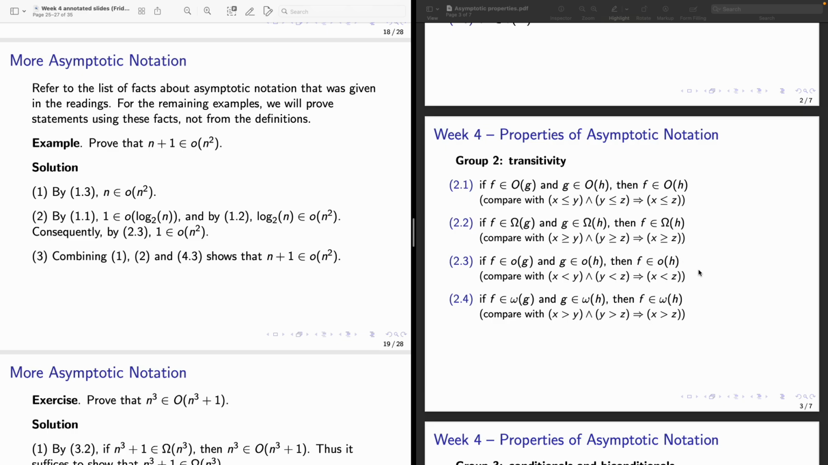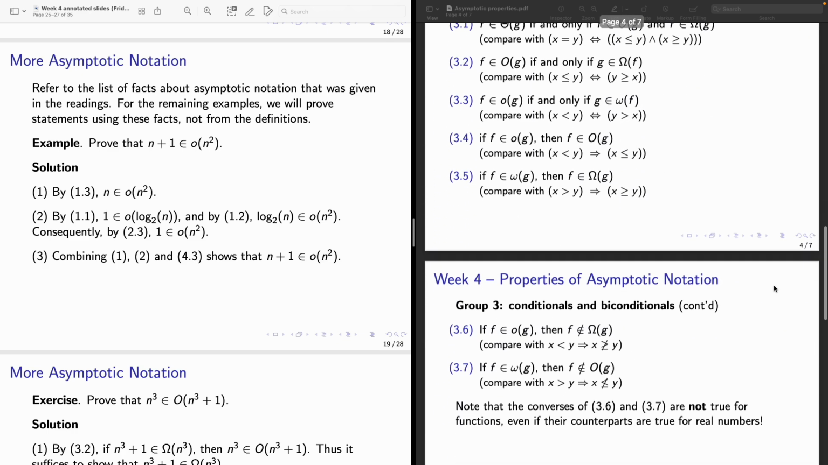This is just like how chains of inequalities work with numbers. These two assumptions are basically saying x is less than y and y is less than z. And then from that, you can conclude that x is less than z. Same thing with these functions and little o.